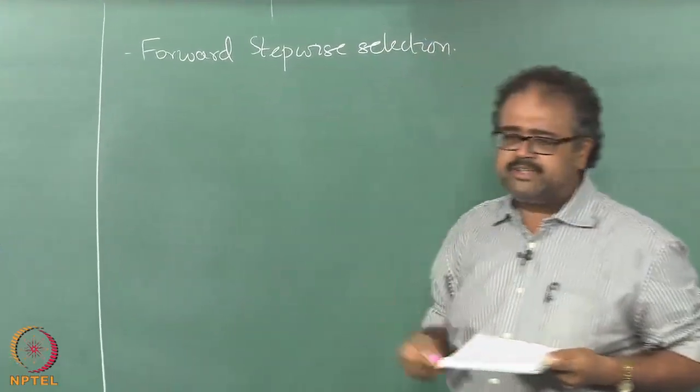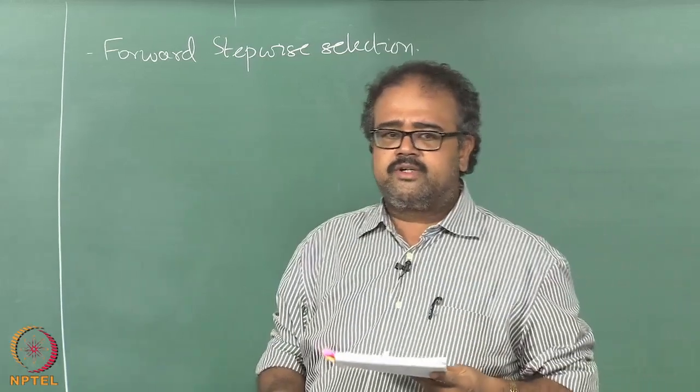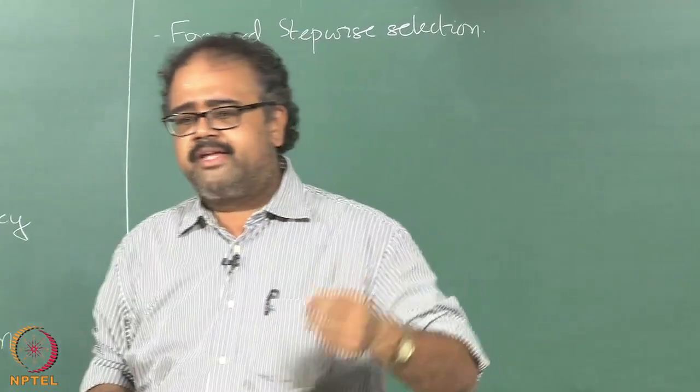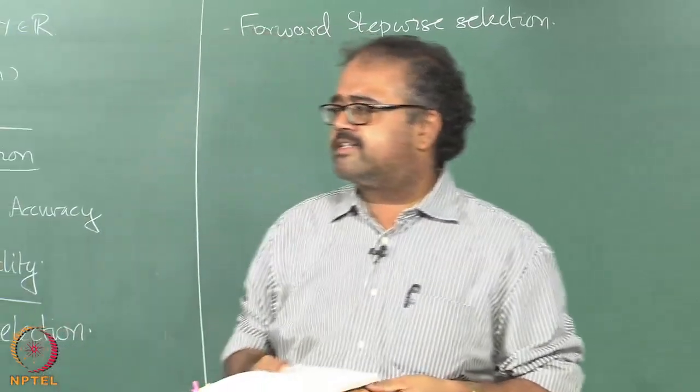Next thing is forward stepwise selection. So any guesses what that is? One variable at a time. Exactly, it's being greedy, right? It's just trying to do best subset selection by being greedy.